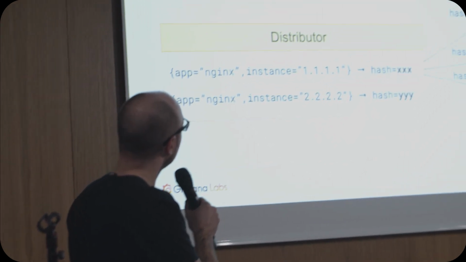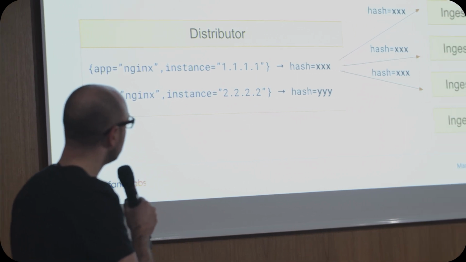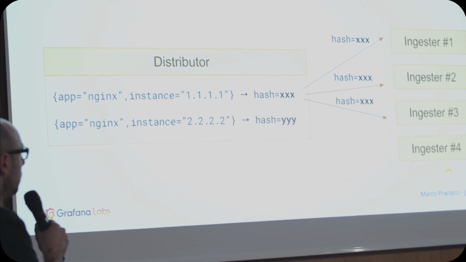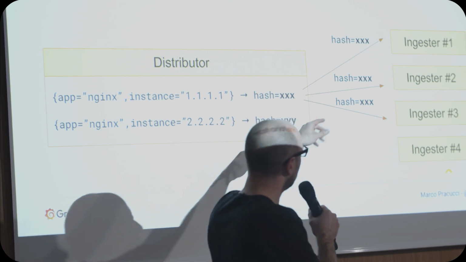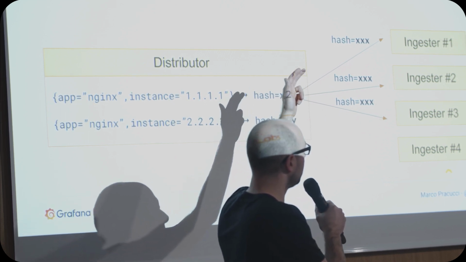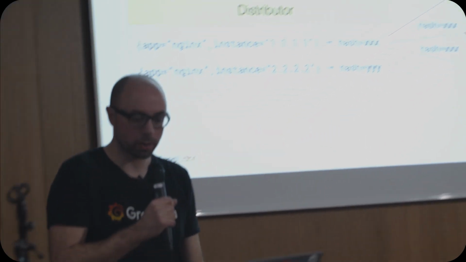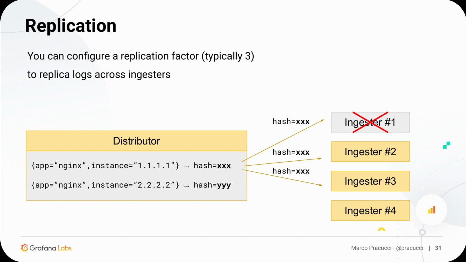So Loki allows you to configure a replication factor, which we suggest to be 3, which means for each single log stream we receive in input in the distributor, we compute the hash, and given that hash, we write that log to 1, 2, and 3 ingesters. So if an ingester dies, the logs that have been pushed to ingester 1 have also been pushed to 2 other ingesters. In this case, in the example, number 2 and number 3.